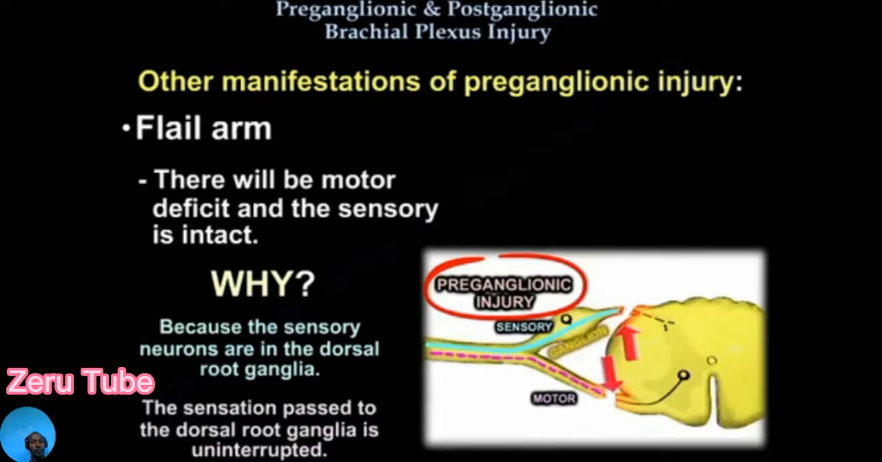ለምን ይመስላችኋል? Why? Because the sensory neurons are in the dorsal root ganglia. The sensory function is intact because it comes from the dorsal root ganglia. The brachial plexus rootoch yeminessu ke ventral root la yeminessu. Selezi preganglionic injury brachial plexus la bikasa sensory function normal lihon yichilal. Mekanyatu sensory function yeminessu nervoch originate yemiyadergut dorsal root of ganglia. ነገር ግን the preganglionic injury or brachial plexus injury የሚከሰተው ከventral root ላይ። So the sensation passed to the dorsal root ganglia is uninterrupted, not affected.